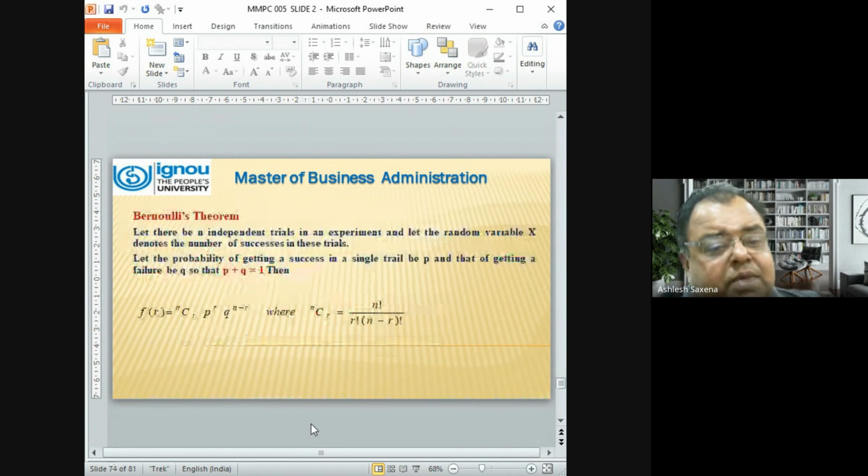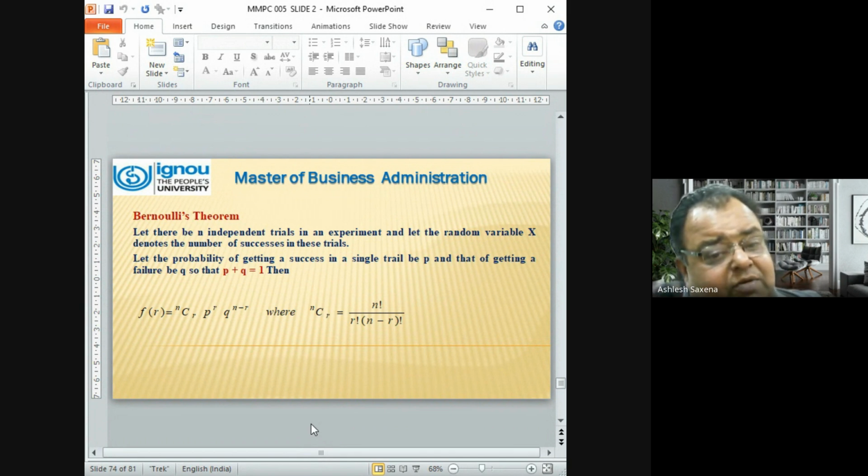Now comes Bernoulli's theorem. Let there be independent trials in an experiment, and let the random variable x denote the number of successes in these trials. Let the probability of getting a success in a single trial be p, and that of a failure be q. This has been told to you, and p plus q will be equal to 1.